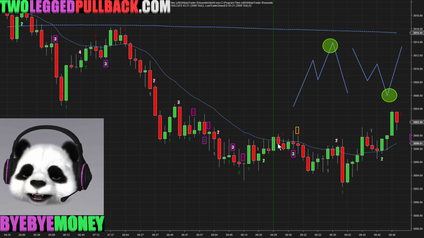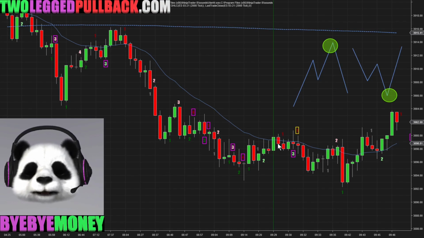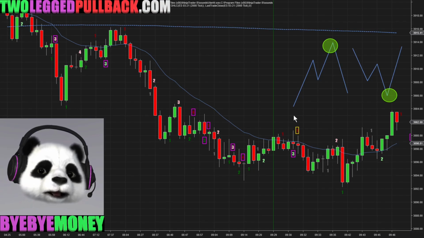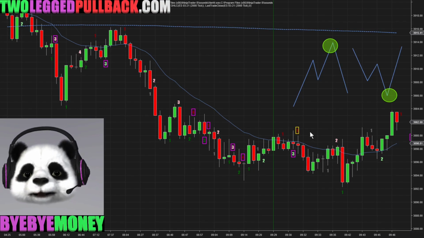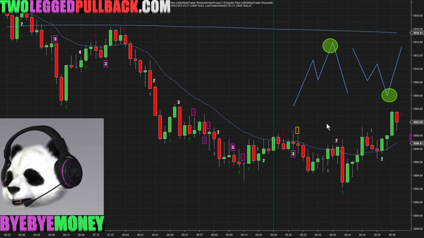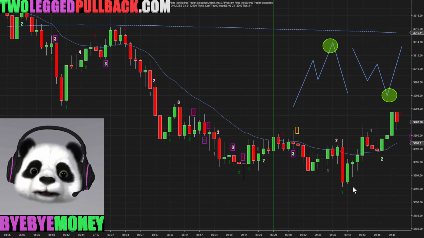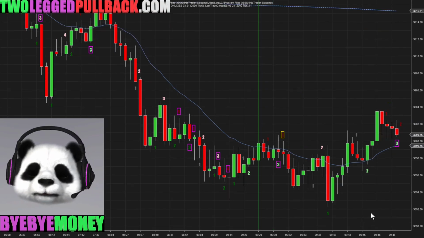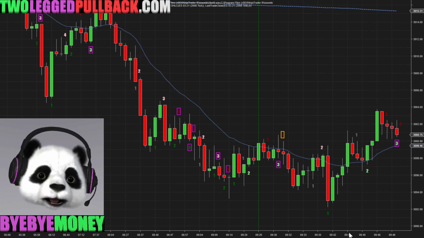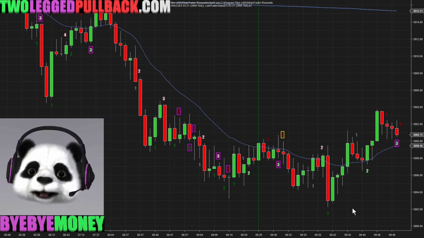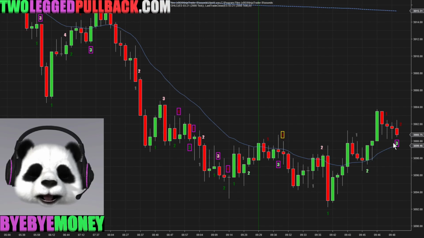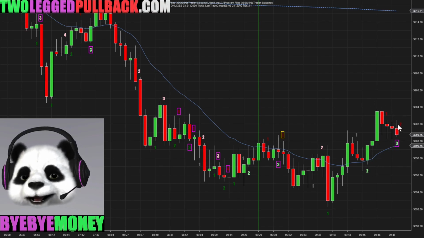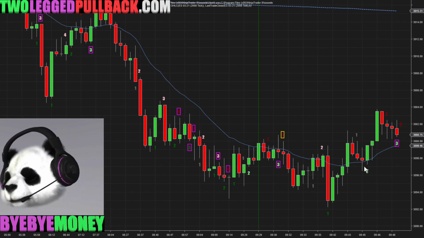We'll go ahead and jump into the setups for today, and I'll be going over some of the setups that I found to be very good setups for the two-legged pullback. The first setup for us comes in around 9:46 a.m. Eastern Time. We see a two-legged pullback forming here. We can easily identify by this darker red 2, showing that the next candle will break the previous candle's low.